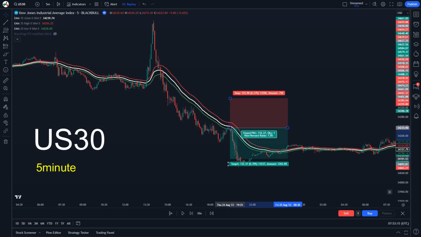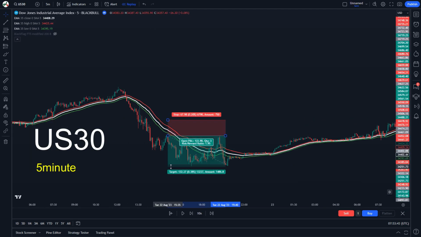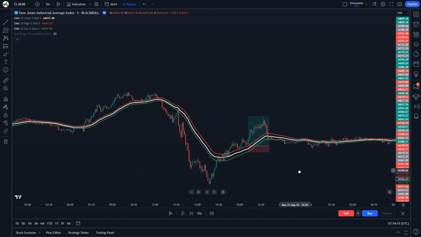Now I'm going to test this strategy on this chart. 100 trades, and I will calculate the accuracy and gain of this strategy.